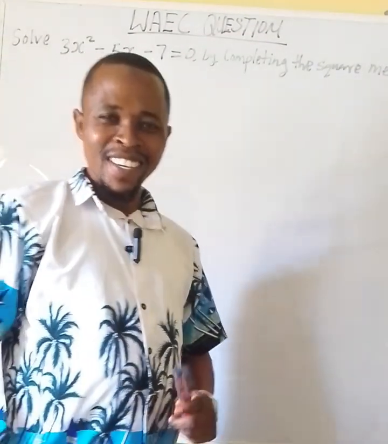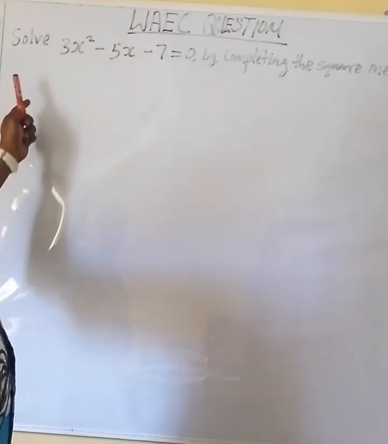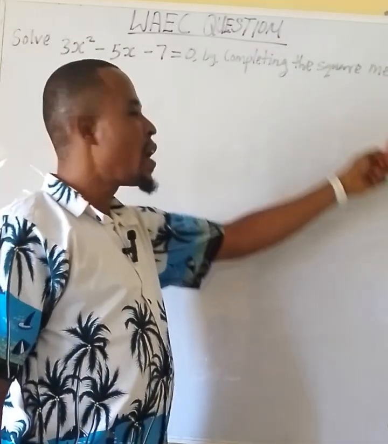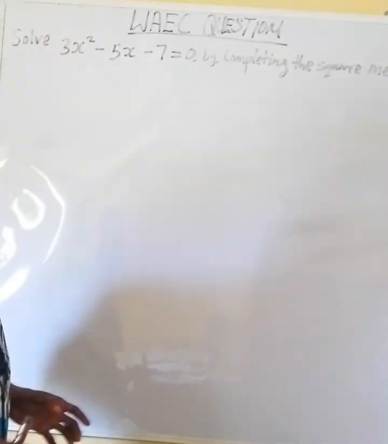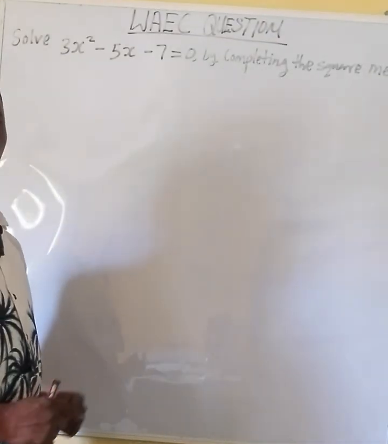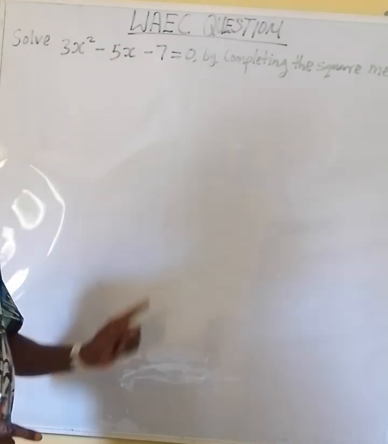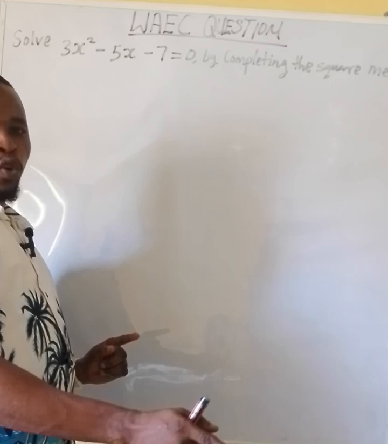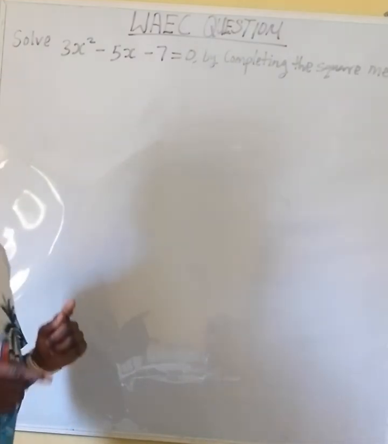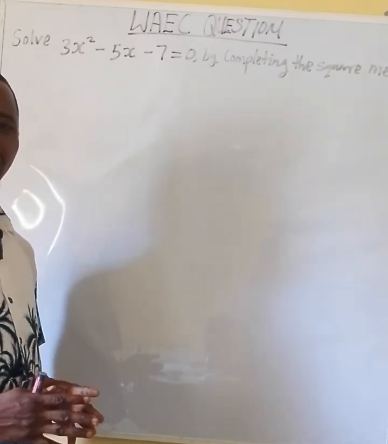Good morning, class. This morning we are going to solve this WAEC question that says solve 3x squared minus 5x minus 7 equals 0 by completing the square method. The question indicated that we are to use the completing the square method. And don't forget, in our previous clip, we solved this question with the quadratic formula, the almighty formula. Now we are going to use another method, completing the square, and we are going to arrive at the same answer.